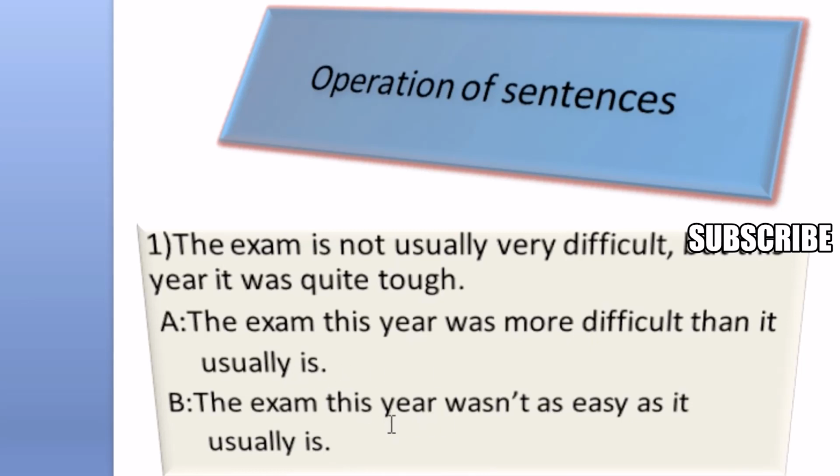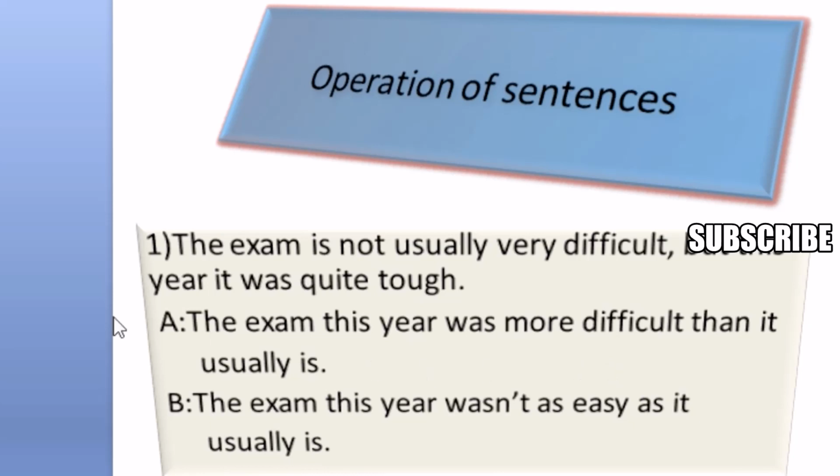Option B: the exam this year, that's the subject, my dear. The exam this year was not as easy as it usually is. Analyze this answer: "as easy as" is the pattern. Easy is the first form of easy, easier, easiest, and "as it usually is" we have copied from the question, or option A. Keep in mind: more difficult is the second form, easy is the first form of adjective. Generally, my dear, we write opposite adjectives in options A and B.